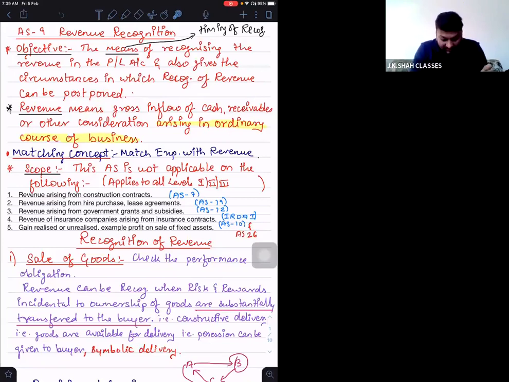And that is one of the examples of what? Symbolic delivery. So if a symbolic delivery is done, I can say the performance obligation is over and risk and reward is transferred. So when the key was handed over to me, the risk and reward was transferred.